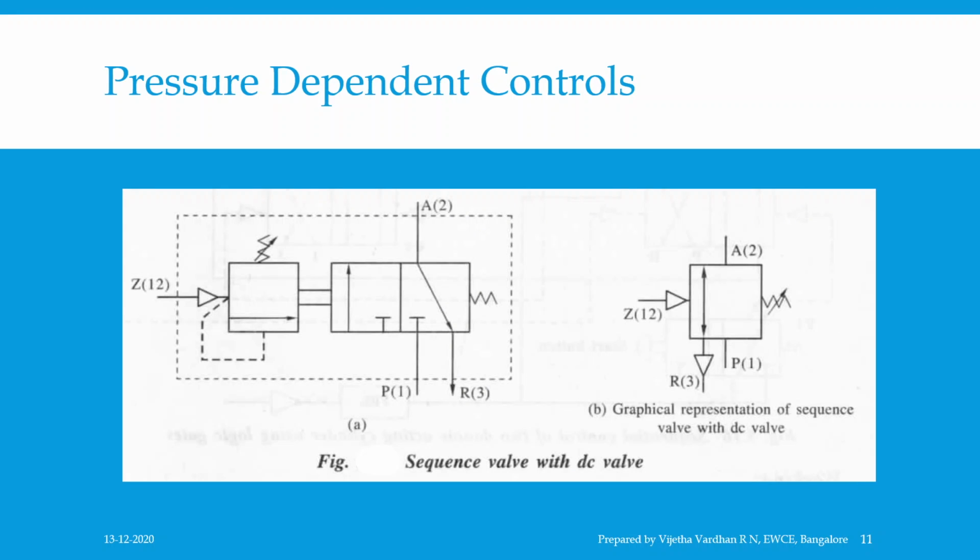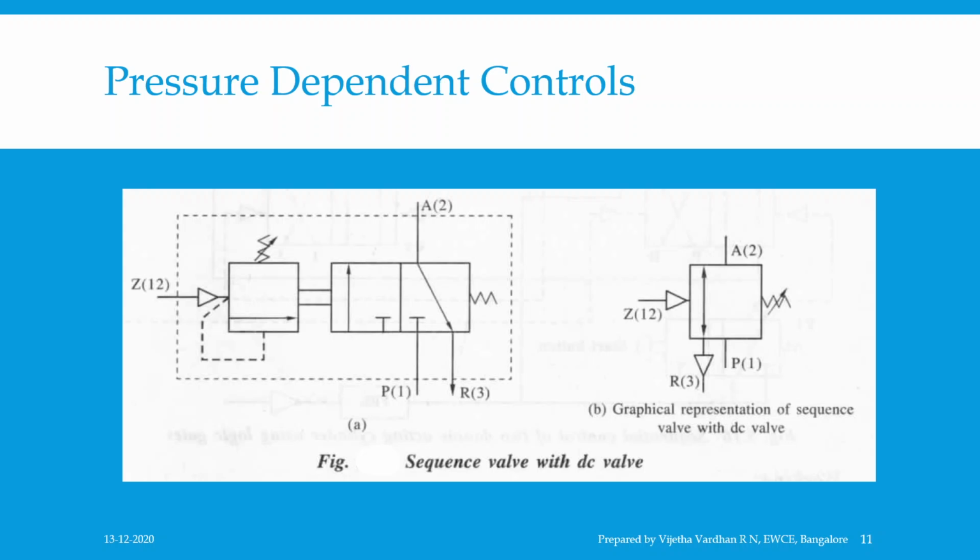Now let us understand the concept called pressure dependent controls. The sequence valve is developed in pneumatics for the purpose of controlling certain operations and factors by means of pressure. Owing to its particular design features and the absence of an exhaust, in practice it can be used only in conjunction with the direction control valve.